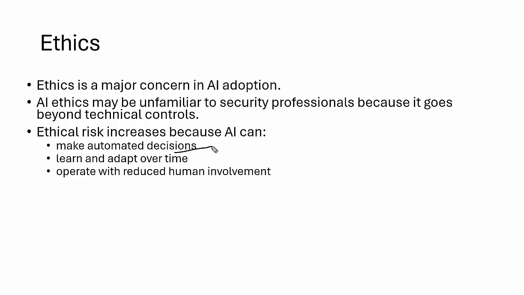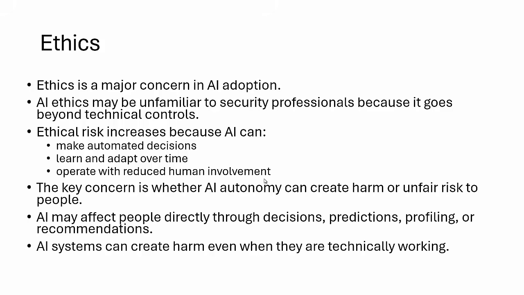AI learns and adapts over time, but sometimes it can be biased, which can create an ethical risk. It operates with reduced human involvement. What if AI takes some decision which can backfire? AI rejects the loan. AI gives preference to one set of people. So that is ethics. So the key concern here is whether AI autonomy can create harm or unfair risk. AI autonomy means AI will control everything. So for critical decisions, I want humans to be involved. Because if you don't involve a human as the final decision authority, it can directly impact the decisions, predictions and all that. Is it clear? So what is the strategy?